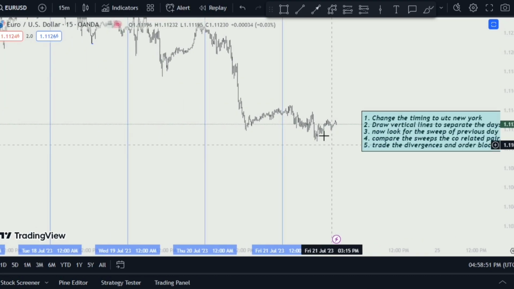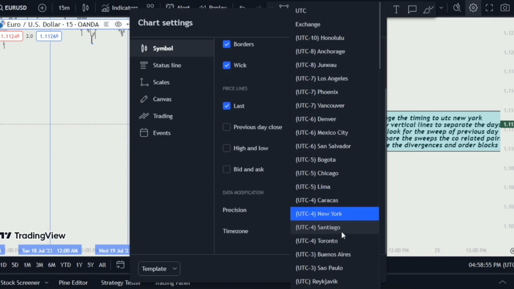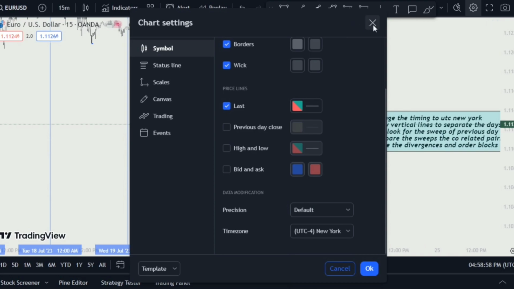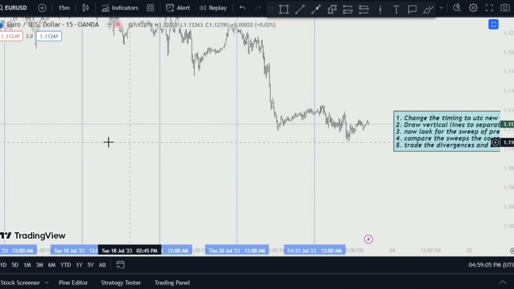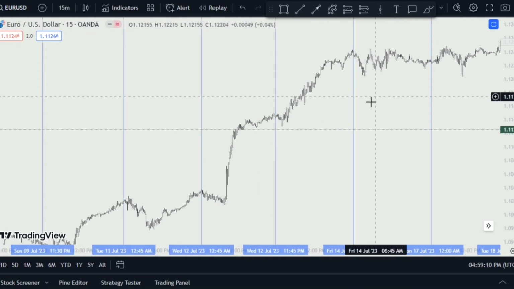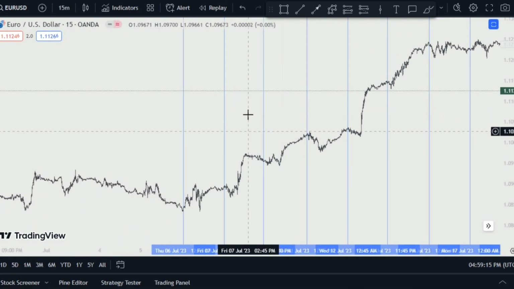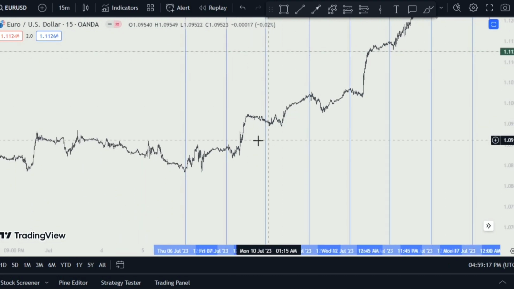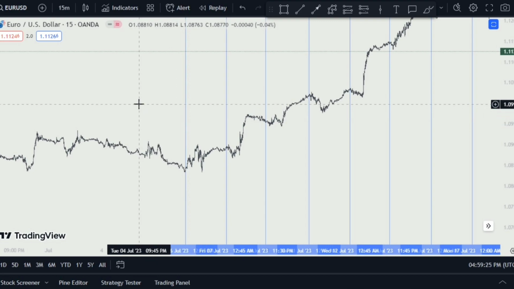The first thing is you can double click on these candles and you can change the timing to New York. This was the first step. Then the next step would be drawing these vertical lines at 12 a.m. So we have separated each trading day and we will use 15 minutes. You can then shift to smaller time frames like 5 minutes and 3 minutes to look for an order block. And if you don't know what order block is, you can watch my previous videos. I will give the link in the description.